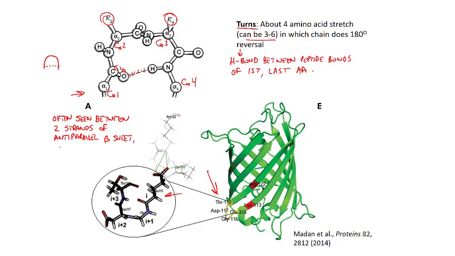I don't have a picture for it, but another place that you'll sometimes see turns is between 2 alpha helices. Okay, we said in our earlier slides that proline and glycine are not very common in alpha helices, and we said that proline is essentially never seen in a beta sheet. Well, in turns, proline and glycine love them. Proline and glycine are overrepresented in turns.